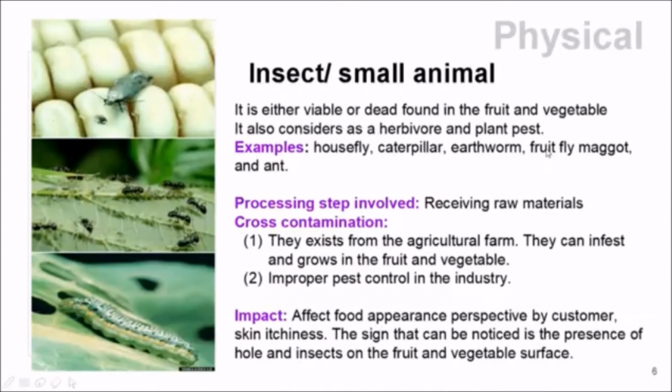Insects and small animals are also considered physical contaminants in this industry. They are found, either alive or dead, in the fruit and vegetables. Besides, they are also considered herbivores and plant pests because they consume the fruit and vegetables as their nutrient source in their life.